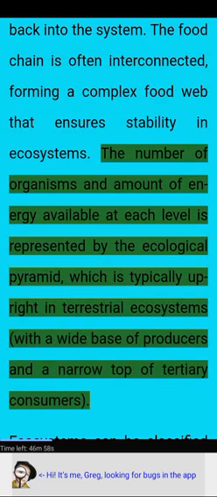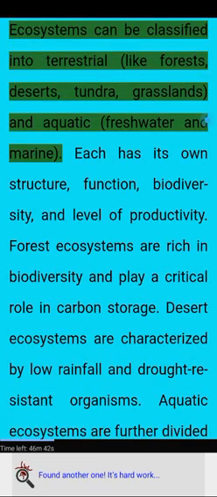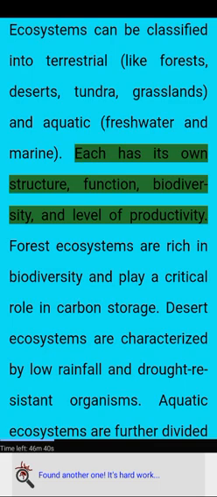The number of organisms and amount of energy available at each level is represented by the ecological pyramid, which is typically upright in terrestrial ecosystems with a wide base of producers and a narrow top of tertiary consumers. Ecosystems can be classified into terrestrial, like forests, deserts, tundra, grasslands, and aquatic, freshwater and marine. Each has its own structure, function, biodiversity, and level of productivity.